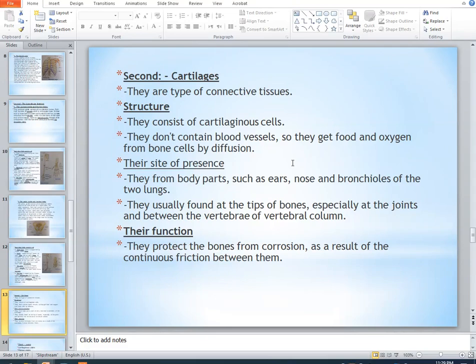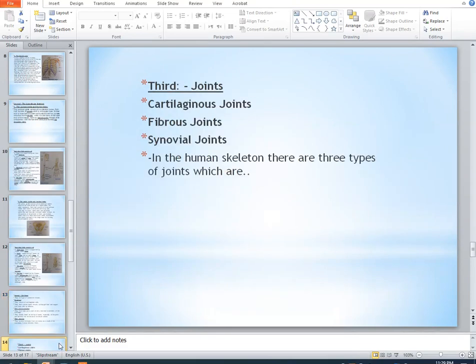What is the function of cartilage? The cartilage protects the bone from corrosion as a result of continuous friction between them. Also, we have joints. In the human skeleton, there are 3 types of joints: cartilaginous joints, fibrous joints, and synovial joints.